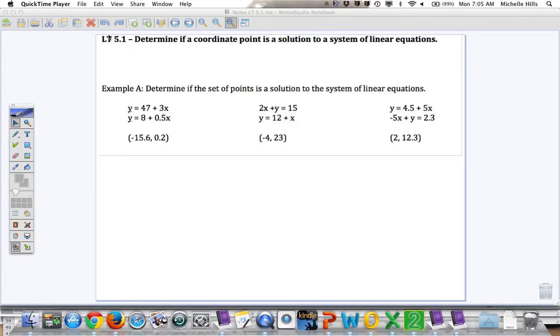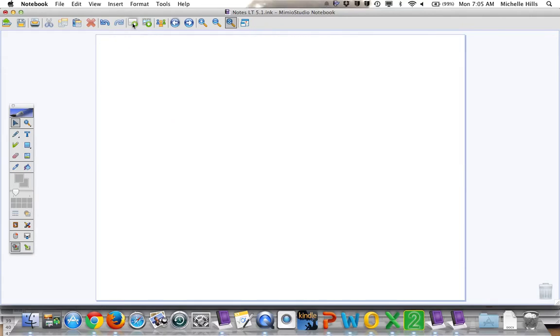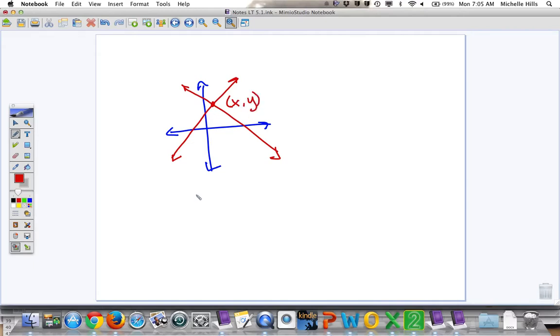Equations. First of all, let's take a quick peek at what a system of equations is. Graphically, what happens if I graph two linear equations on the same coordinate plane, then I most of the time will get two lines that intersect. They intersect in a single point, and that point has an x and a y value. So it's the location of the point.